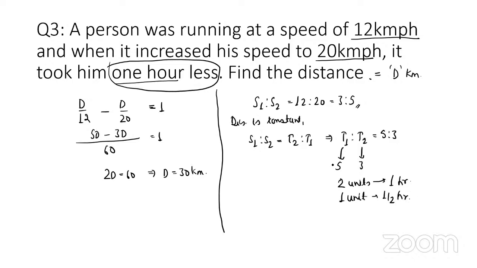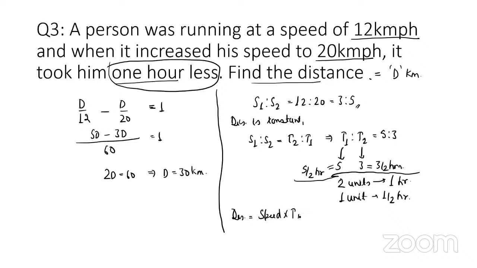So guys, T1 we assume as 5 units. So 5 units should be obviously 5 by 2 hours, and T2 we assume as 3 units. That should be 3 by 2 hours, right? Now we can use these two values to find the final answer. Guys, we have to find the distance, and we all know the distance is nothing but speed into time.